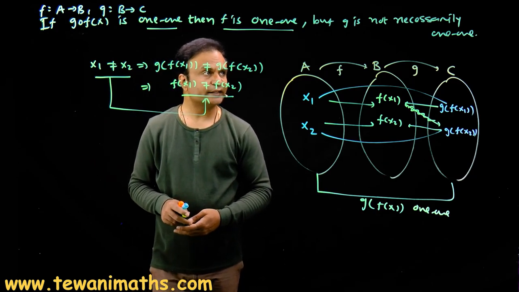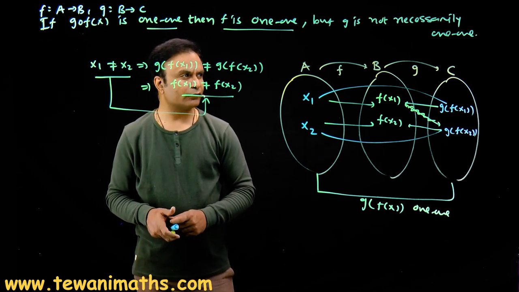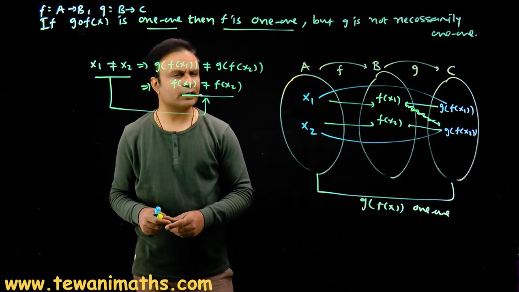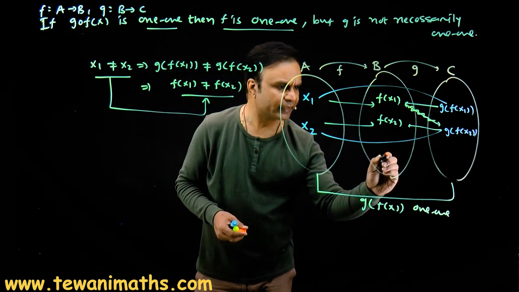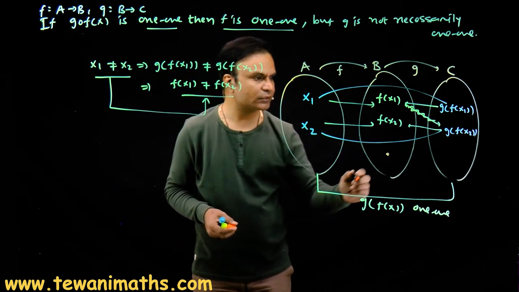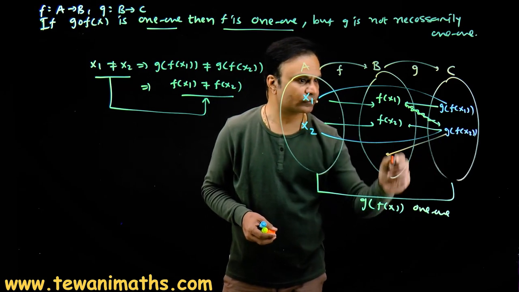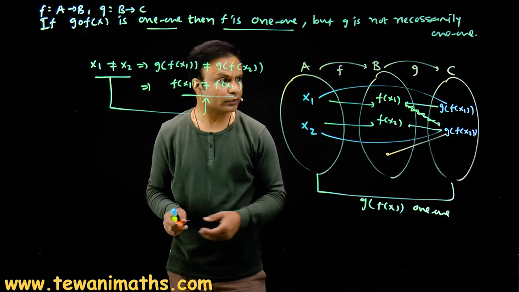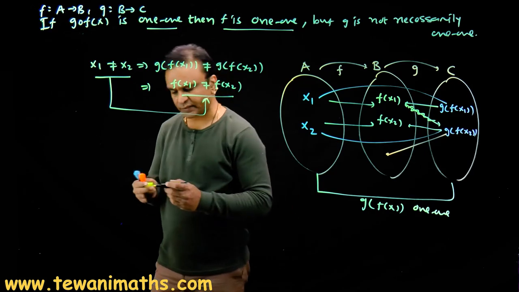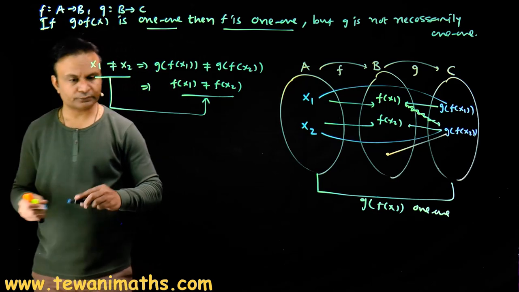Now we have to prove that g is not necessarily 1-1. For this we can consider one counter example. Here we can have some element in set B for which the image is this. So here function g will be many-one, g is not 1-1. We can consider one example. Let's draw the mapping.